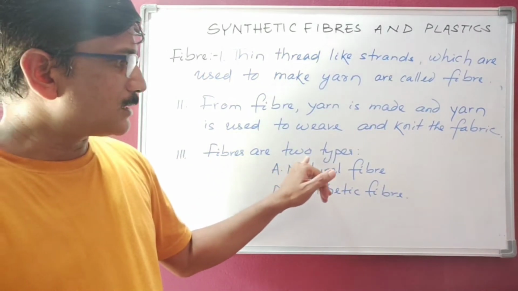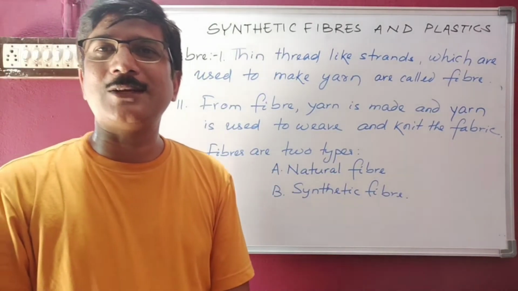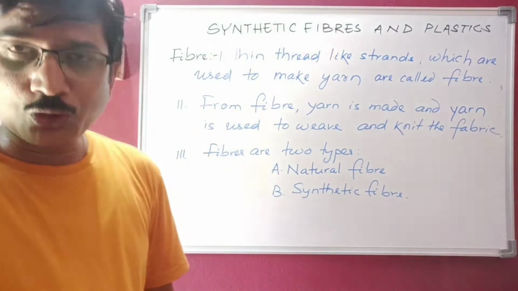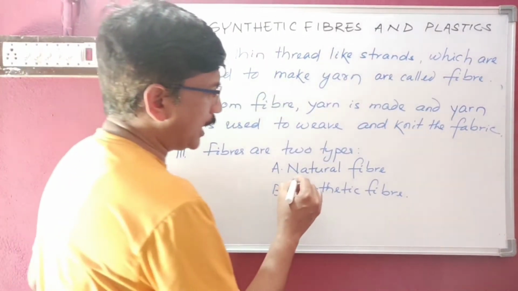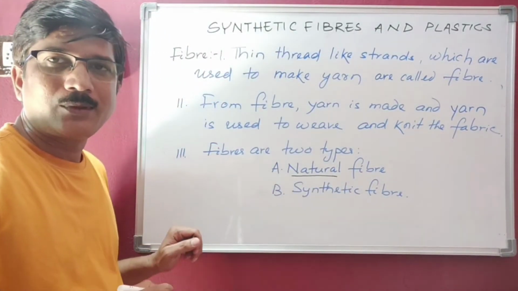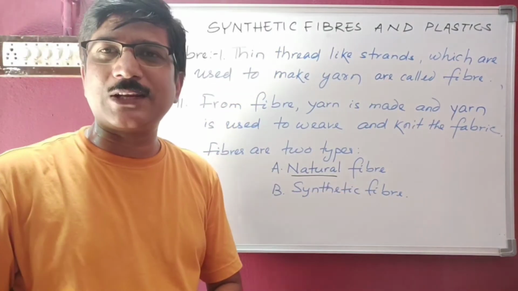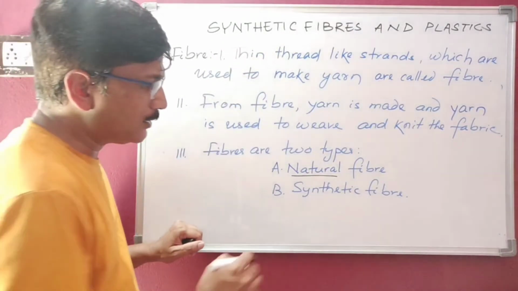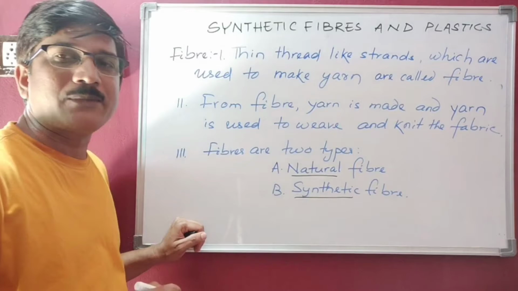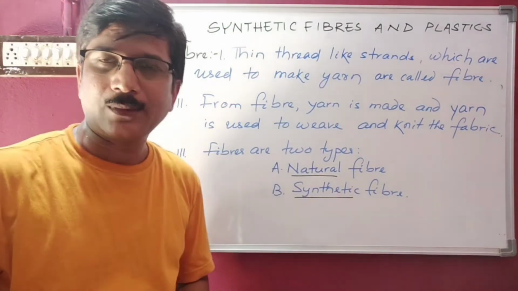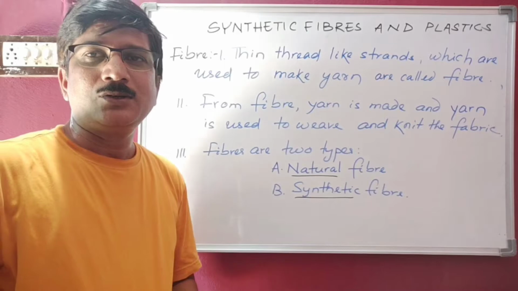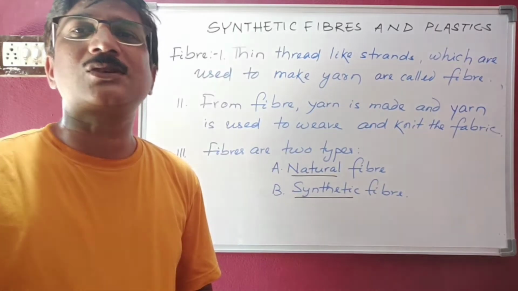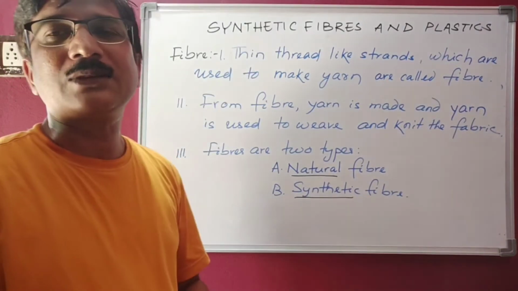Again, these fibers are of two types. One is the natural fiber and another is the synthetic fiber. So what is natural fiber? The word natural comes from nature. So the fiber which is obtained from nature is called natural fiber. Similarly, what is synthetic fiber? The word synthetic comes from synthesis. Synthesis means prepare. The fiber which is made by human beings in industries by using some chemicals is called synthetic fiber.